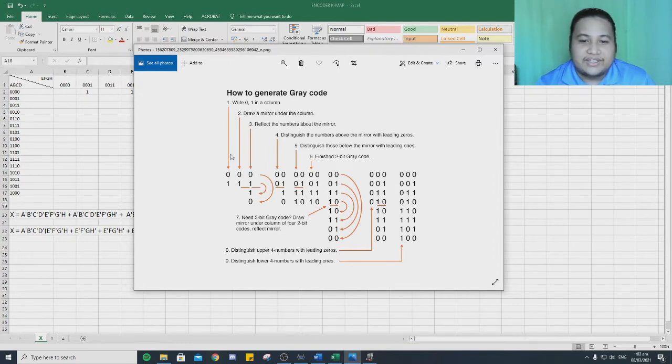So in generating a gray code, first you need to write 0, 1 in a column, draw a mirror under that column and reflect the numbers above below. So here in this example, 0, 1, then you put a mirror under those set of numbers and then reflect those numbers below that mirror. And then for a 2-bit gray code, you will need to continue the process until you achieve your desired inputs for the K-map.